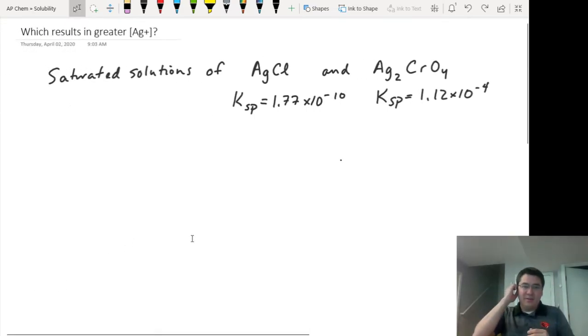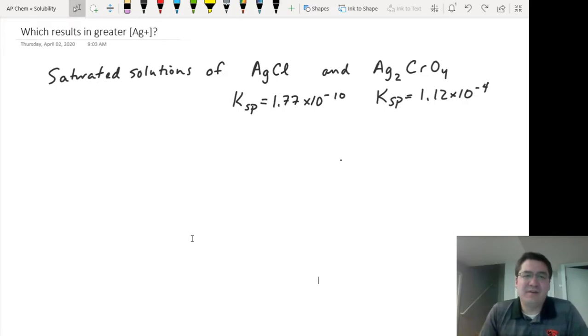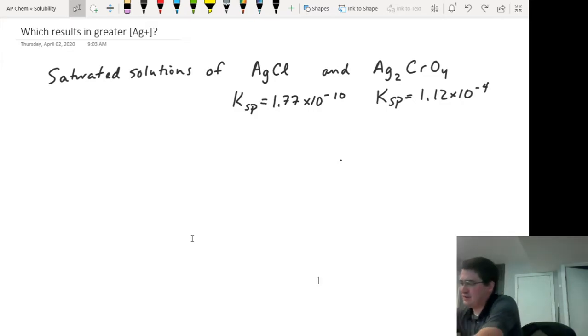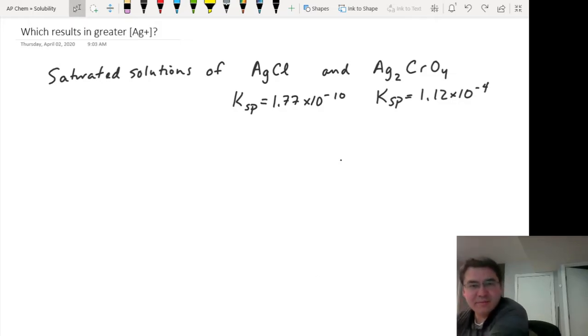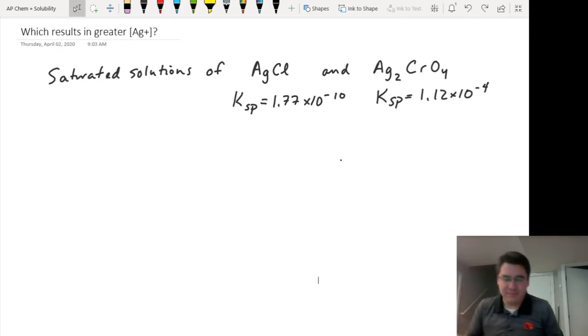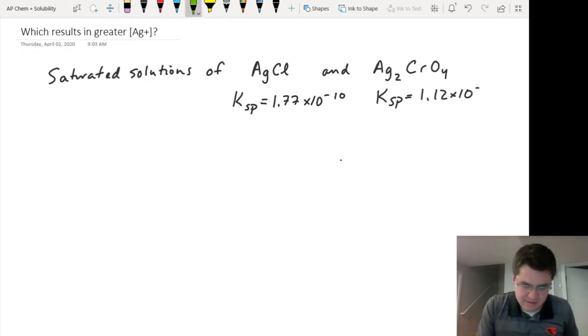Okay, so here you go. Which results in a greater silver plus concentration? I want you to compare these. I think I've got something wrong. Just a second. I feel like that's way off. Let me look up something in my book. Yeah, that's 1.12 times 10 to the minus, not fourth, 10 to the minus 12th. Let me erase that.